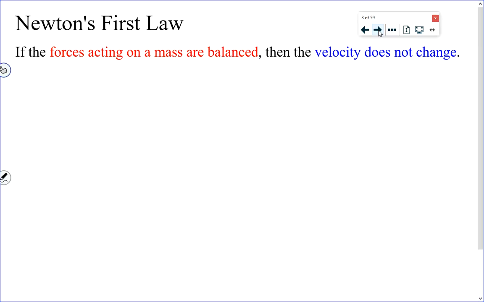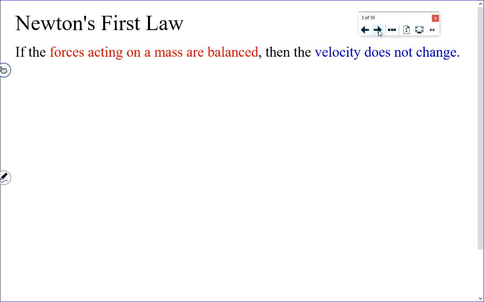So Newton's first law of motion says if the forces acting on a mass are balanced, then the velocity does not change. What does that mean, to say the forces are balanced? It means that there may be forces acting on the object, but they are canceled out by equal but opposite forces. If you imagine a textbook sitting on a tabletop, there is a force of gravity pulling the textbook towards the center of the earth, but the table is pushing the textbook back, resulting in a net vertical force of 0. So that's what I mean by the forces acting on the mass are balanced.